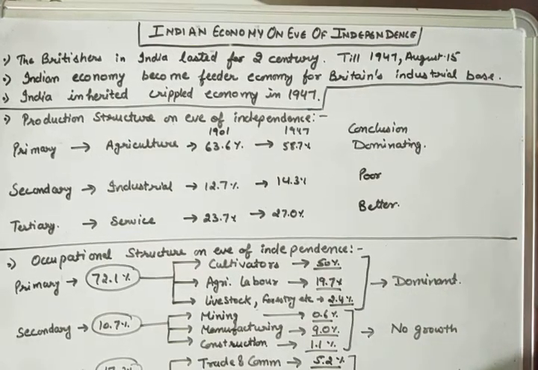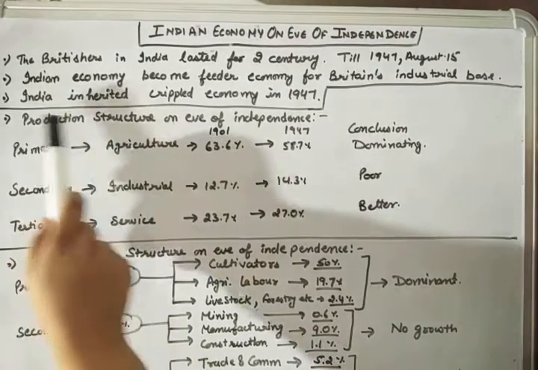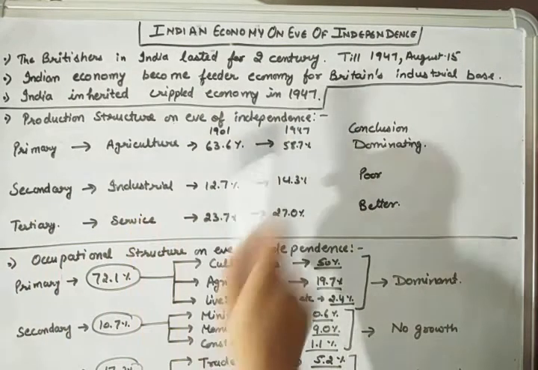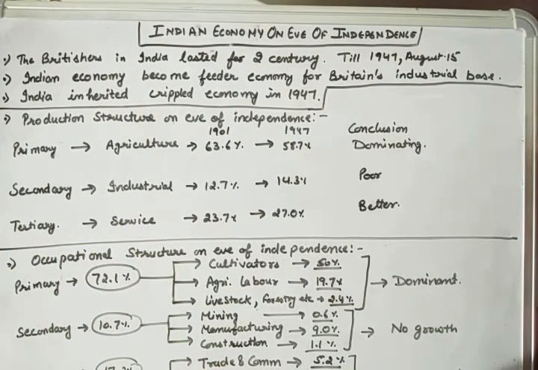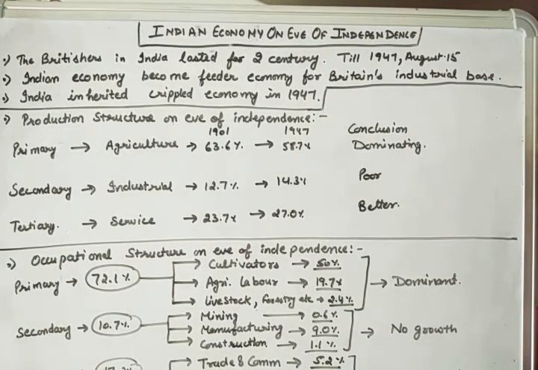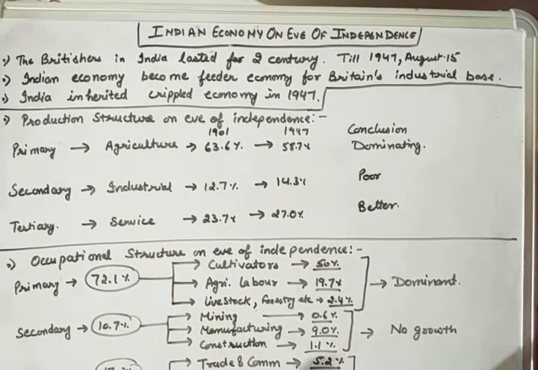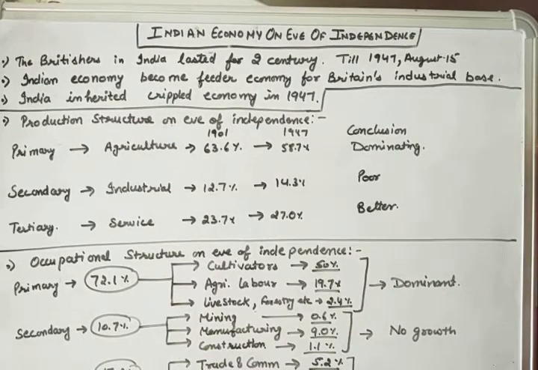So when India got independence, India inherited a crippled economy in 1947. Now, what is a crippled economy? Crippled is basically a handicapped or disabled economy that has nothing in it, that is totally destroyed, or we can say a disabled economy that has nothing in it for development.